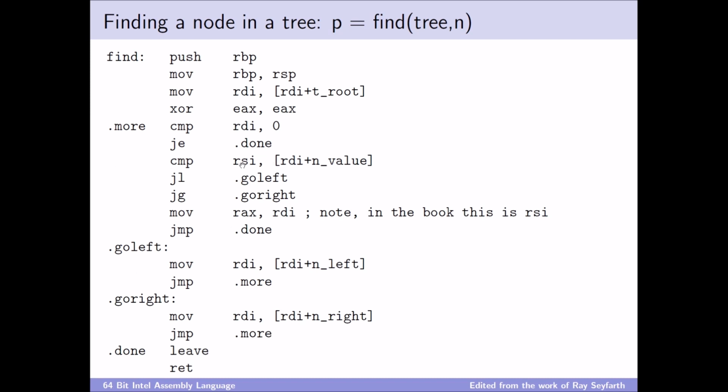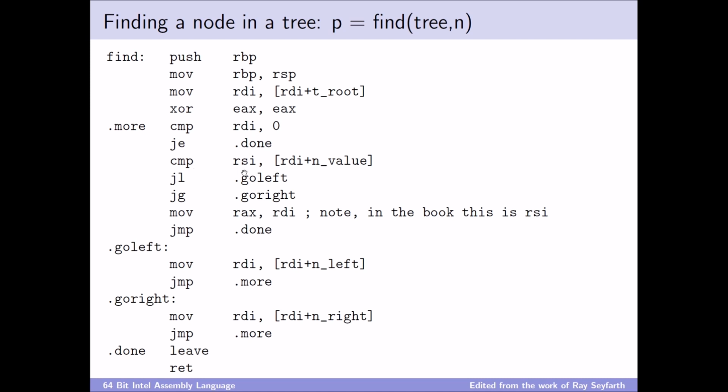If I'm in a situation where I make the comparison and neither of these two jumps trigger, it means that RSI is not less than or greater than the value of the current node, which means it must be equal. So that means we've found what we're looking for. And all we have to do once we've found what we're looking for is return the address of the current node. So I'm going to move RDI, which contains the address of the current node, into RAX, and then jump to done. Destroy our stack frame and return back to the user. And the user will get back the pointer to the node that has the corresponding key they were looking for.